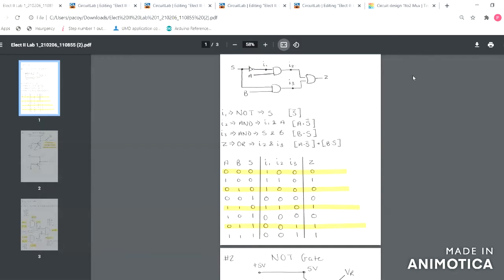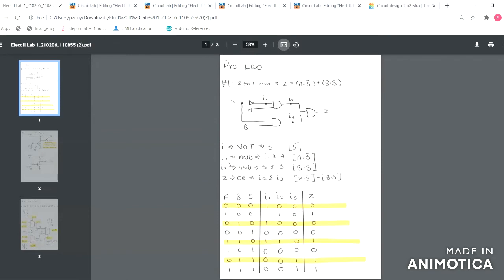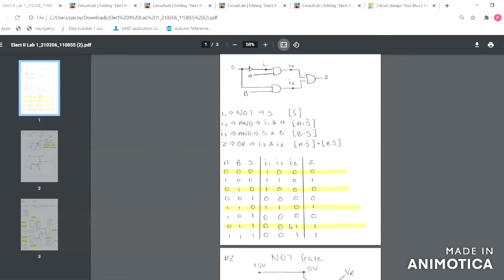This is the pre-lab section of Lab 1. This is problem number 1, where I1, I2, I3 are the intermediate outputs with the mathematical equations next to it. And here are the behaviors of the intermediates.